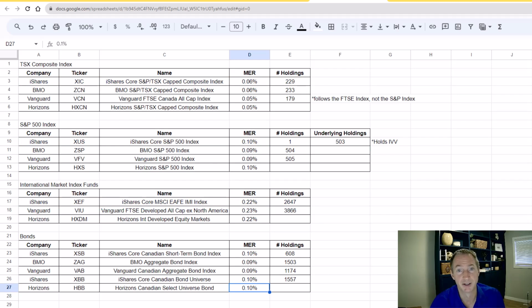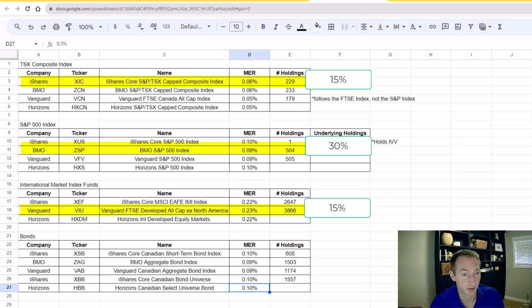If you wanted to build a 60-40 balanced portfolio and you wanted to mix up the companies, you might say you have 15% invested in XIC, 30% invested in ZSP, that's your US portion, 15% into VIU, and then for your bond portion, 40% of your portfolio goes into ZAG. And again, that's going to end up being less than 0.12% as an MER.